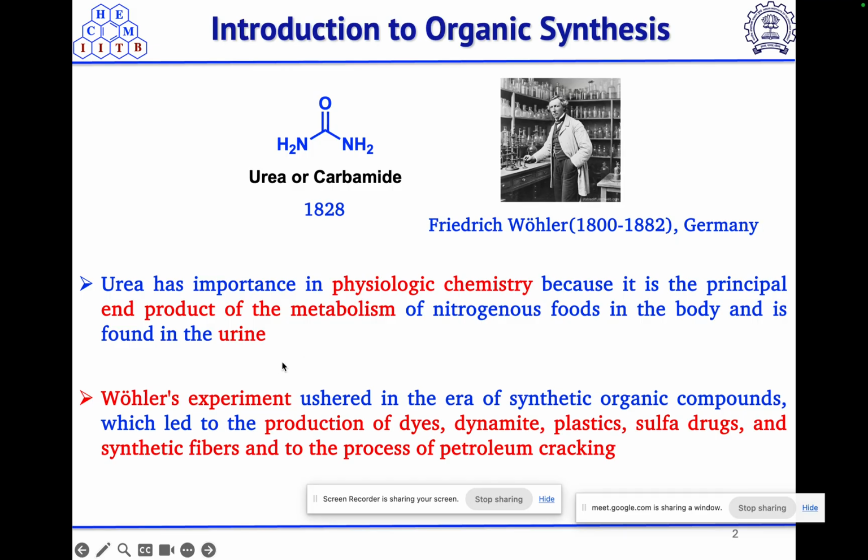So this Wöhler experiment of urea synthesis ushered in the era of synthetic organic compounds, which also led to the production of dyes, dynamite, plastics, sulfa drugs, and synthetic fibers, and also the process of petroleum cracking. So this sort of synthesis is very much important nowadays.